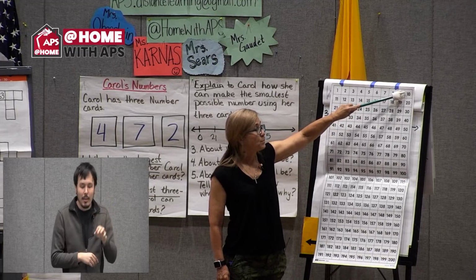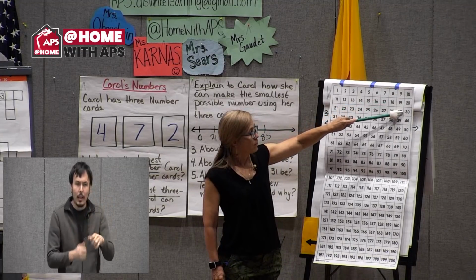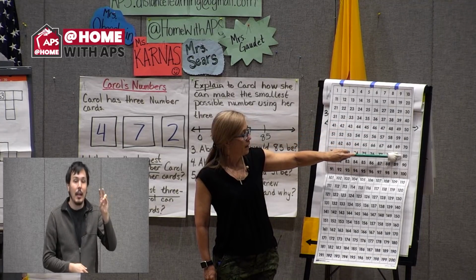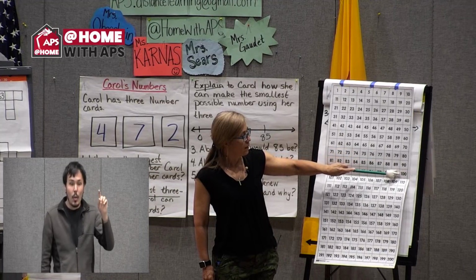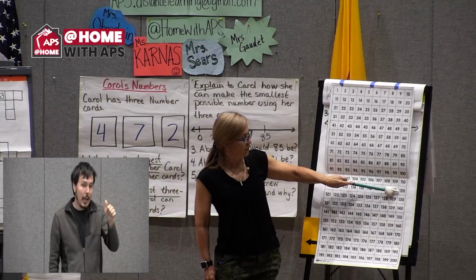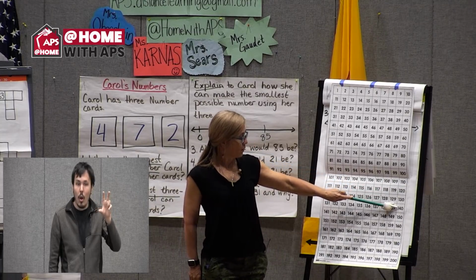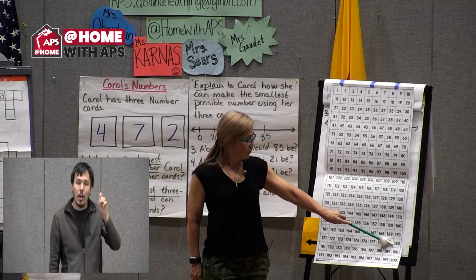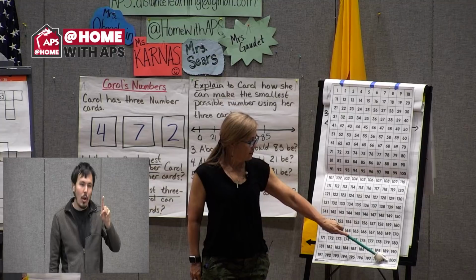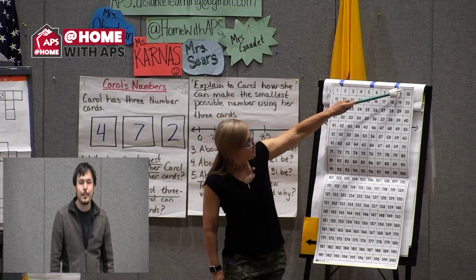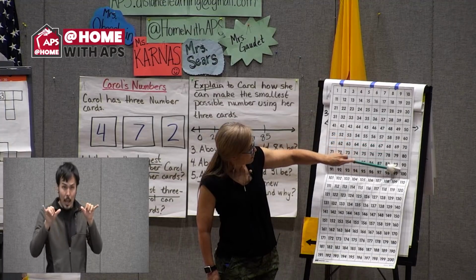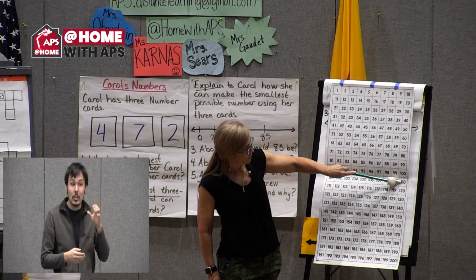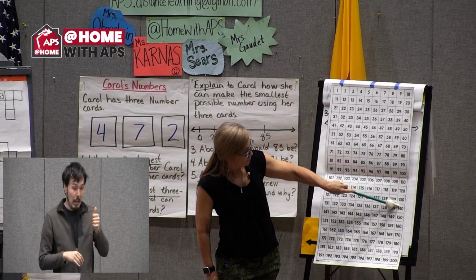So count with me. 10, 20, 30, 40, 50, 60, 70, 80, 90, 100, 110, 120, 130, 140, 150, 160, 170, 180, 190, 200. Do you notice how this pattern just starts over again once we get to 100? It just has a 100 included with it. There's the 10 and the 20 and the 30 and the 40.